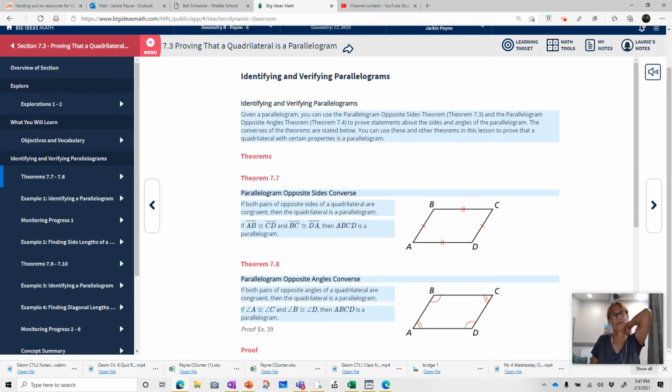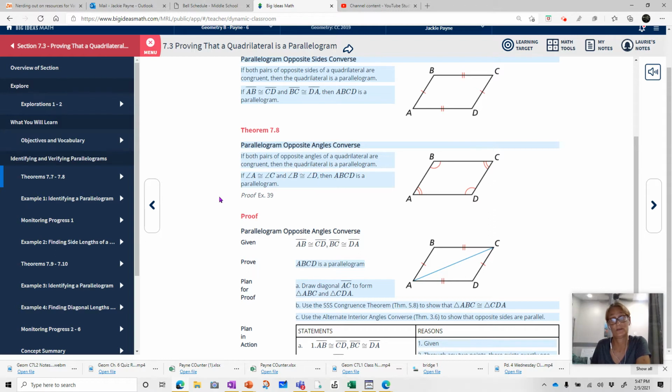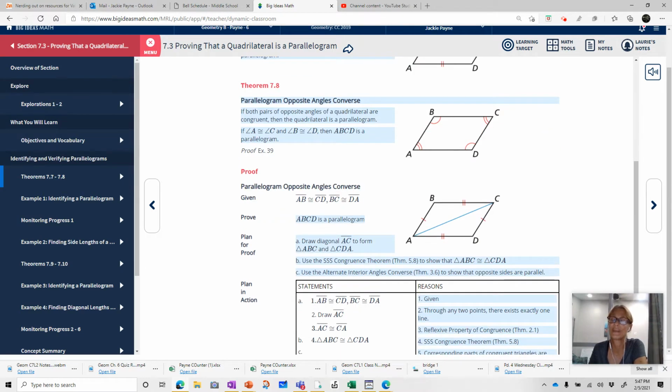Parallelogram opposite sides: if both pairs of opposite sides of a quadrilateral are congruent, then the quadrilateral is a parallelogram. So if AB is congruent to CD and BC is congruent to DA, then you know that ABCD is a parallelogram. Also, the angles converse says, if both pairs of opposite angles of a quadrilateral are congruent, then the quadrilateral is a parallelogram. So if you know that A is congruent to C and B is congruent to D, remember opposite angles, then ABCD is a parallelogram. There is a proof. It's on page 39. It's example 39 in your book in this section if you want to find it.